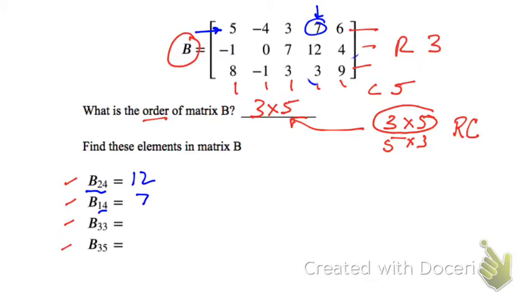How about 3, 3? So third row, third column. It's that 3 right there. And last one, 3, 5. So back in the third row, fifth column over. It's that 9. So 12, 7, 3, and 9. Hopefully that's what you got.